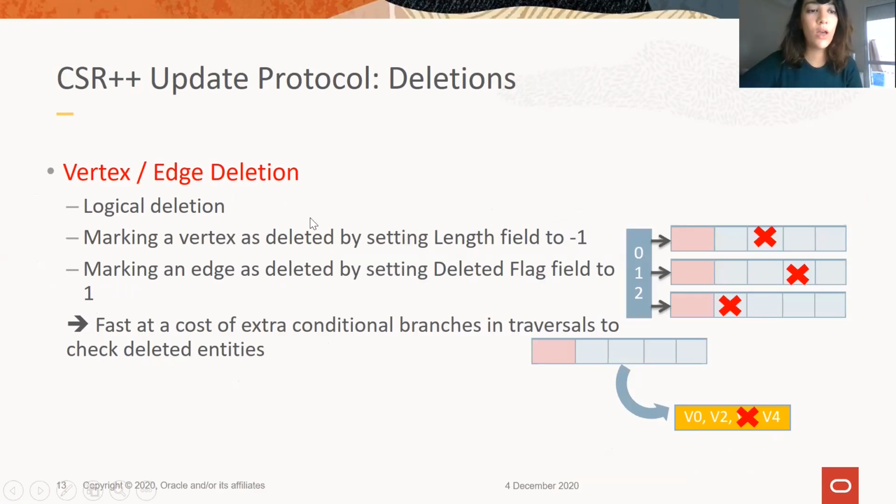For the update protocol to perform deletions, we have implemented logical deletions of vertices and edges. For vertices, as I mentioned before, we have this length field that stands for the degree of the vertex, which is initially -1. So -1 means a valid vertex.